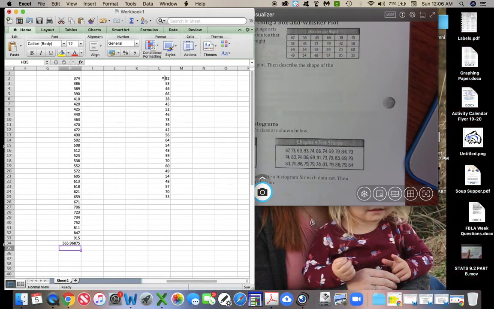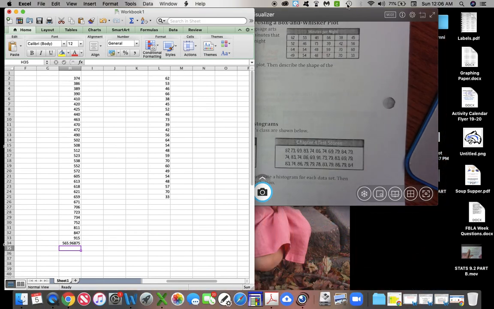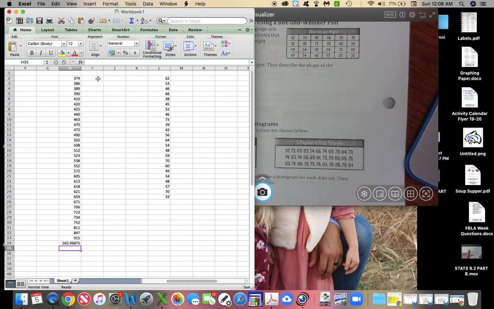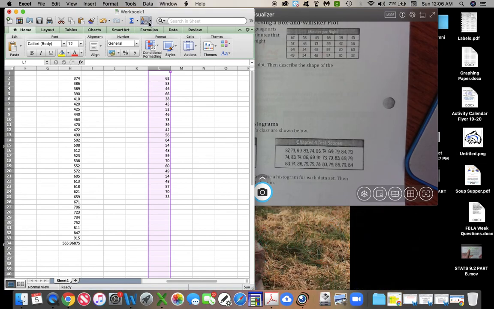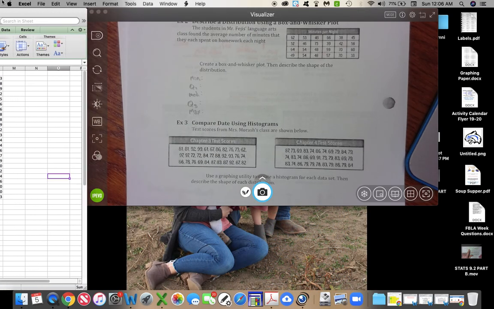So I went ahead and typed these numbers in. We're talking about minutes per night that the language arts class spent on homework. Is this like a Spanish class? No, language arts, that would just be like English class. How long you spent on your English homework each night.